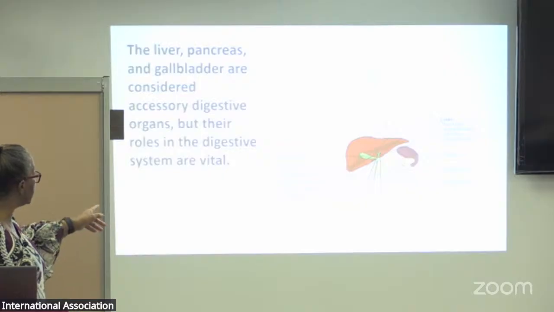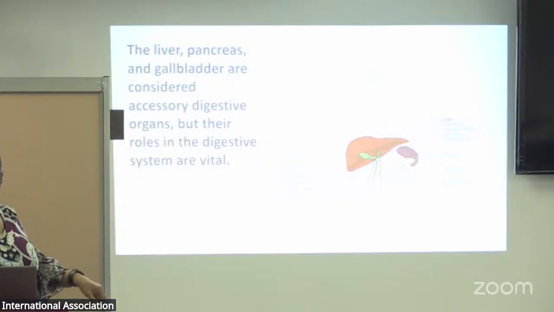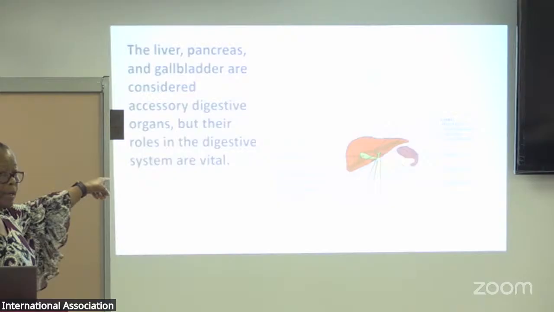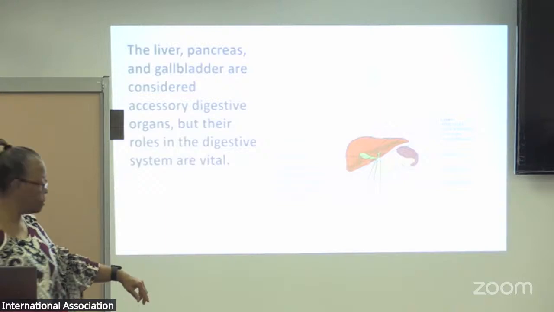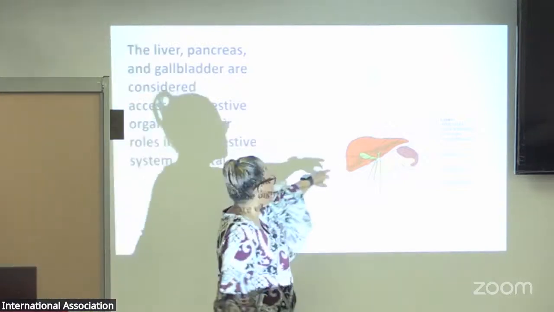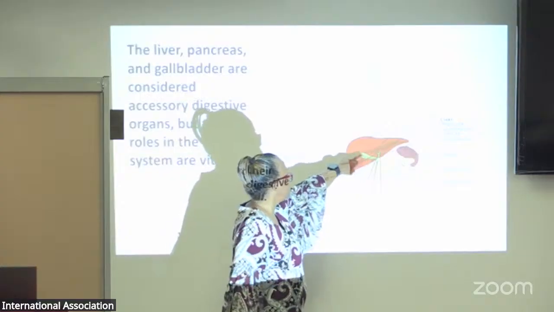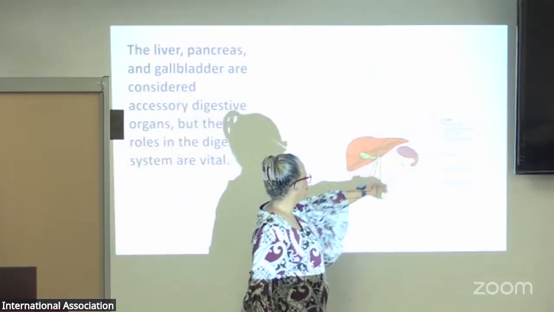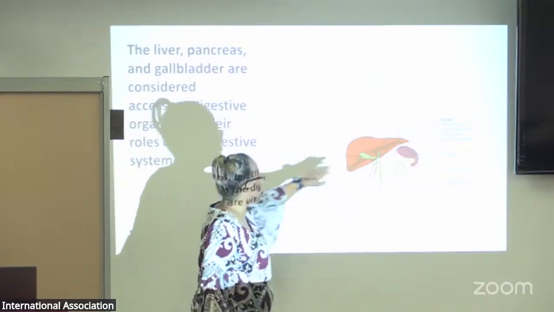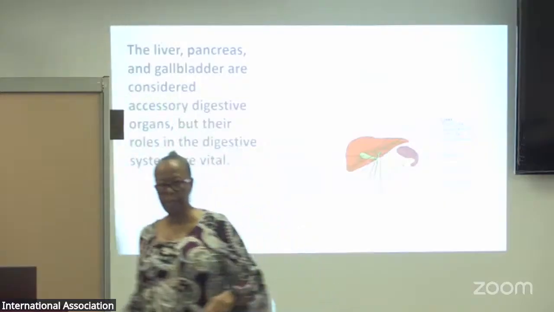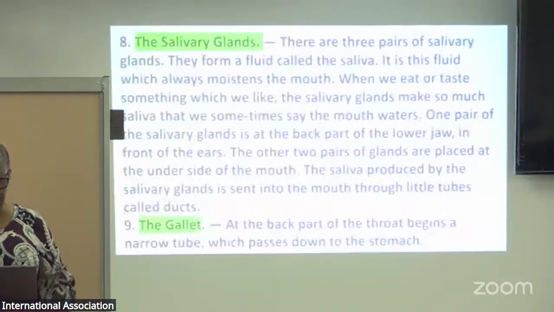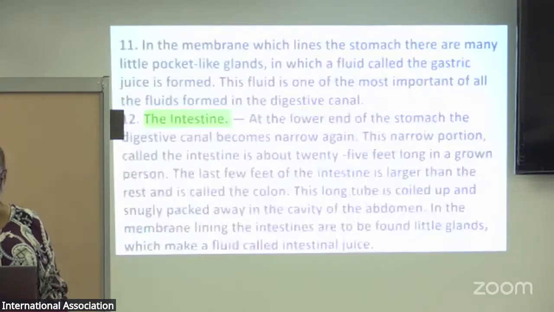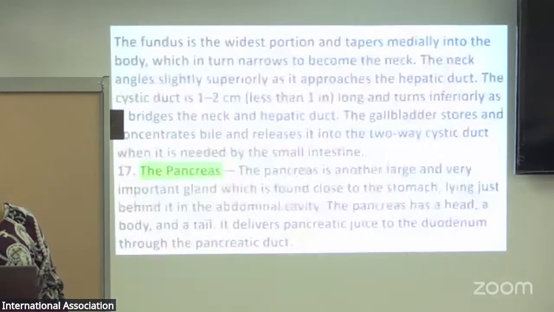If you can see it over there, where the gallbladder is. It's underneath, right here. That's the gallbladder. That's the spleen, the pancreas, and the liver. So it's all tucked in there.